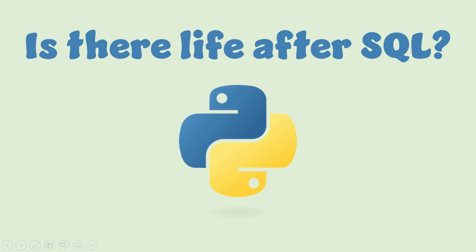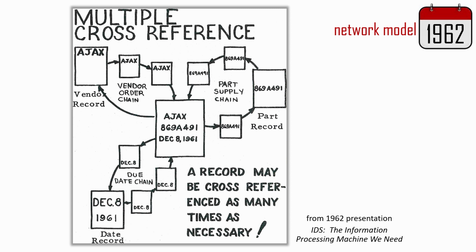Let's see how your SQL knowledge can help you learn new skills. The first database system was the Integrated Data Store, or IDS, which was designed using a network model to encode relationships as a graph. It was a navigational database which required a program to walk through a file step by step using pointers, or chains as they were referred to in this presentation slide from 1962.